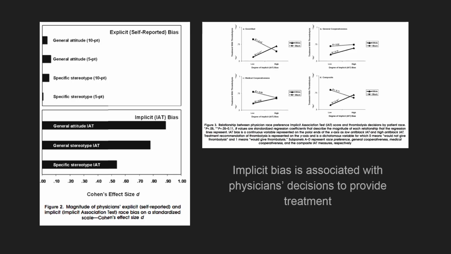A study published by Green and colleagues in 2007 showed that not only did physicians hold implicit racial biases, these biases contributed to differences in whether physicians decided to perform thrombolysis for patients with myocardial infarction. As pro-white bias increased, the likelihood for treating white patients and not treating black patients with thrombolysis also increased.